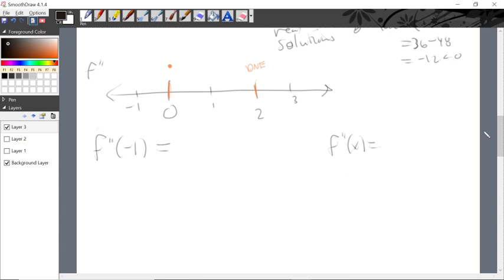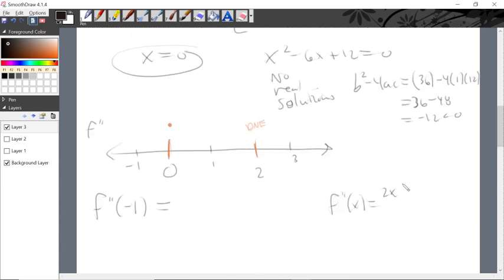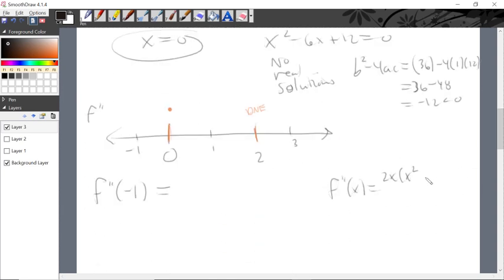F double prime of x is equal to 2x times x squared minus 6x plus 12, and the denominator is x minus 2 cubed. So let's plug in negative 1. We're just checking for signs here. 2x would be negative when x is negative 1. Okay. All right, 2 times negative 1 is negative. X squared minus 6x plus 12.